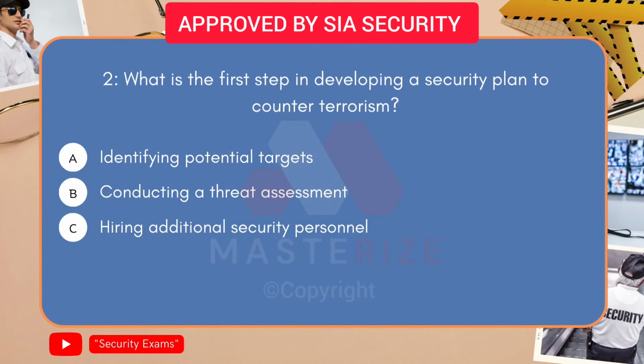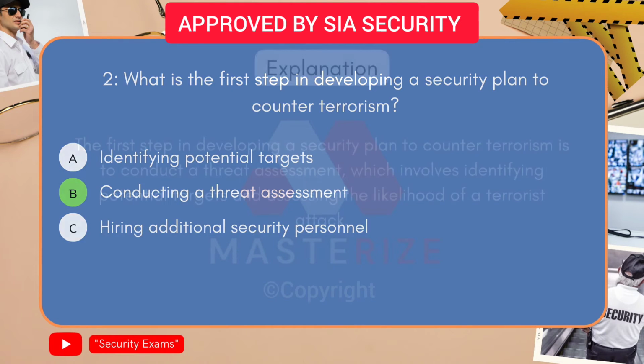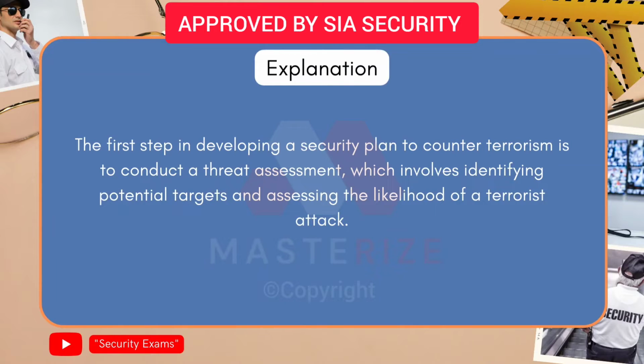What is the first step in developing a security plan to counter terrorism? Identifying potential targets, conducting a threat assessment, hiring additional security personnel. Answer: conducting a threat assessment. Explanation: the first step in developing a security plan to counter terrorism is to conduct a threat assessment, which involves identifying potential targets and assessing the likelihood of a terrorist attack.